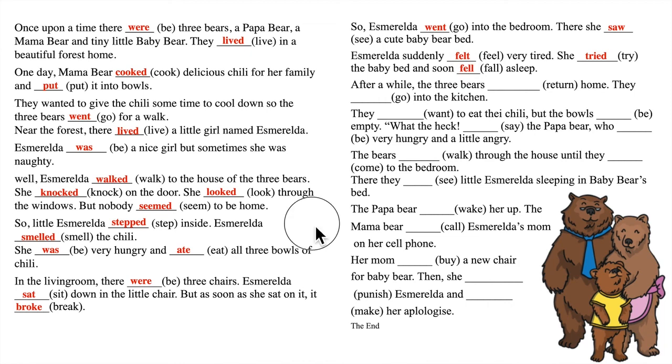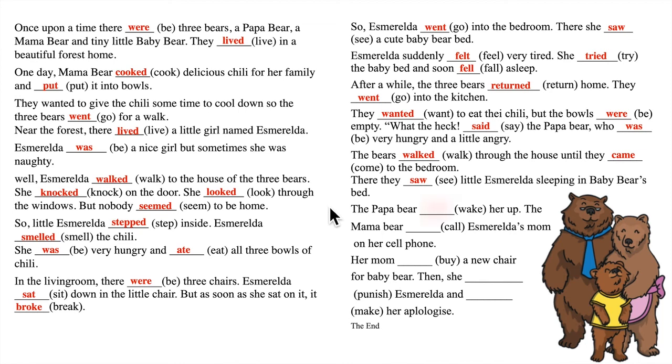After a while, the 3 bears returned home. They went into the kitchen. They wanted to eat their chili. That's spelled wrong, sorry. But the bowls were empty. "What the heck?" said the Papa Bear, who was very hungry and a little angry. The bears walked through the house until they came to the bedroom. There they saw little Esmeralda sleeping in Baby Bear's bed.